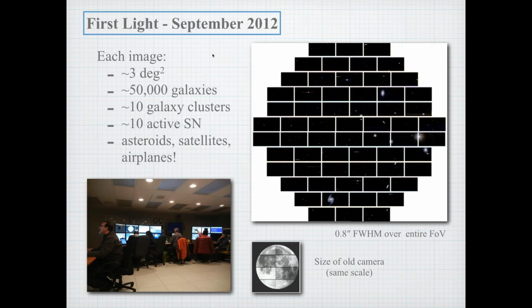So this is the actual first official image that was taken on this camera. Each exposure gives you 3 square degrees worth of pixels, 500 million pixels. The size of the old camera that was installed on this telescope is shown on scale on the bottom. So this is a big camera. A typical exposure contains 50,000 galaxies, maybe 10 galaxy clusters, even 10 active supernovae, lots of asteroids. We also get images of satellites that are orbiting around the Earth.